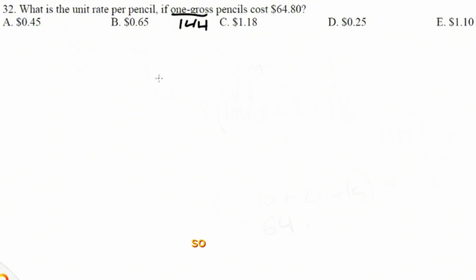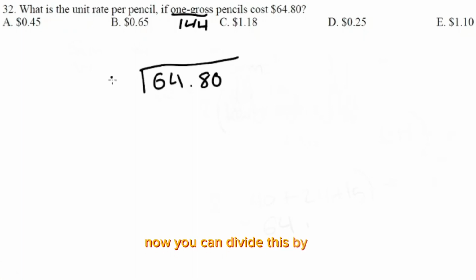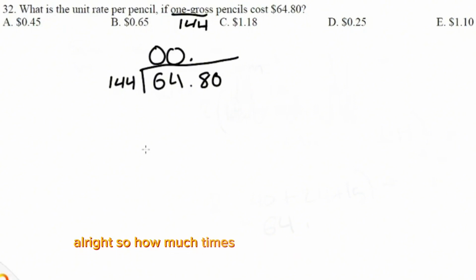Let's do it. So you have 64.80. Next, you can divide this by 144. So now we can begin the division. Obviously 144 does not go into 6, neither does it go into 64. So we can write 0, 0. Now, how many times does 144 go into 64.8, or 648?